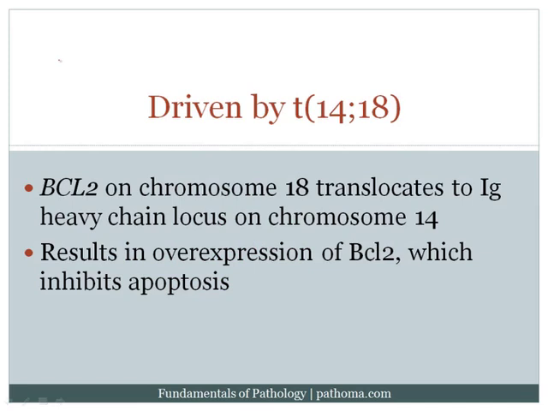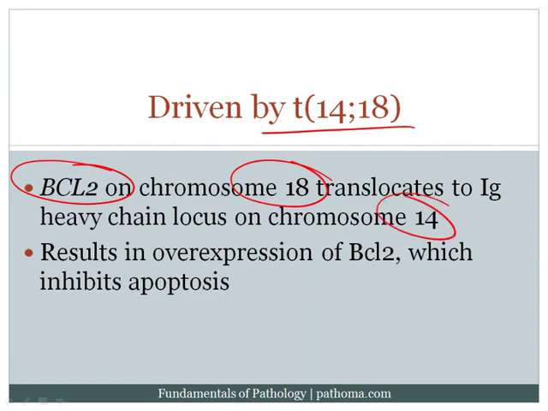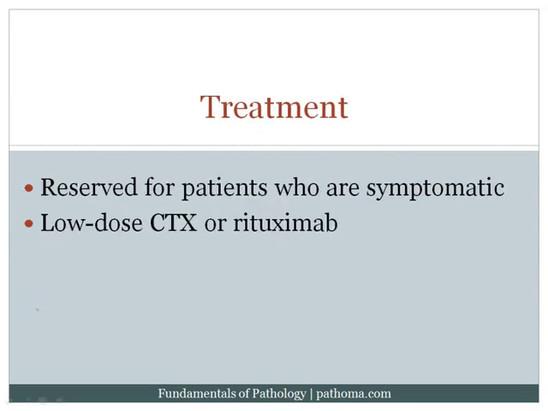And that's what I'm highlighting here in your slide, where I say that it's driven by a 14-18 translocation, and that involves BCL2 on chromosome 18, which translocates to the immunoglobulin heavy chain locus on chromosome 14. Again, overexpression of BCL2 then inhibits apoptosis. These patients are relatively asymptomatic, and they live for a long period of time with this disease.